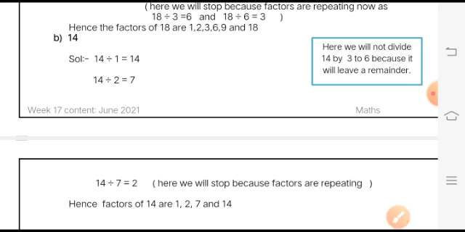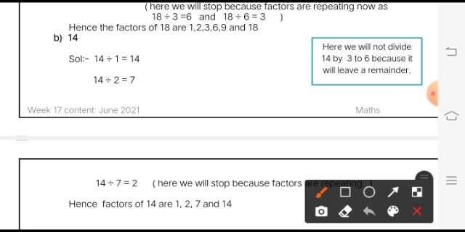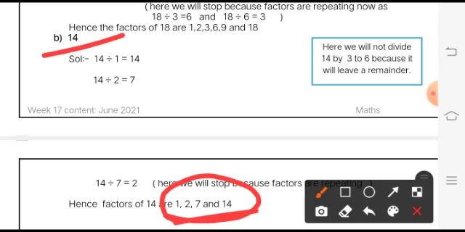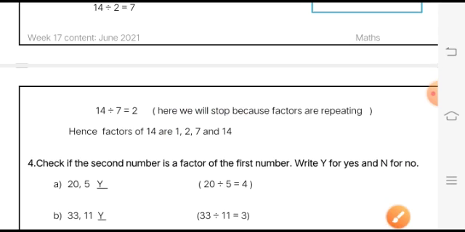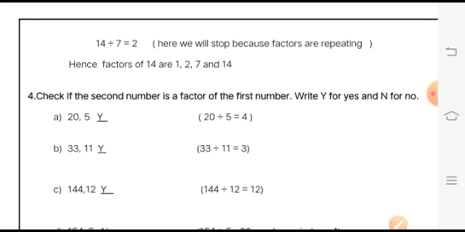That means 2 and 7 both are its factors. And then we check for 7. 14 divided by 7 is 2. Factors are repeated here, so we will stop. And the factors of 14 are 1, 2, 7 and 14. If you remember in the previous question in multiplication, we got these factors of 14 by that method as well. Other parts are to be done by the students themselves.